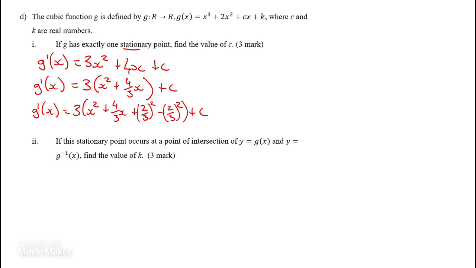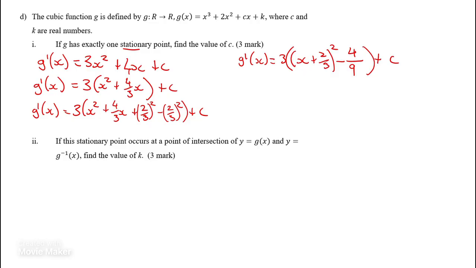Okay, so now I'm just going to simplify this and put it into the completed square form. That will give me x plus 2 over 3. Need extra brackets here, make sure you do that. Take away 2 over 3 squared. I can simplify that: 2 squared is 4, 3 squared is 9. Plus c.